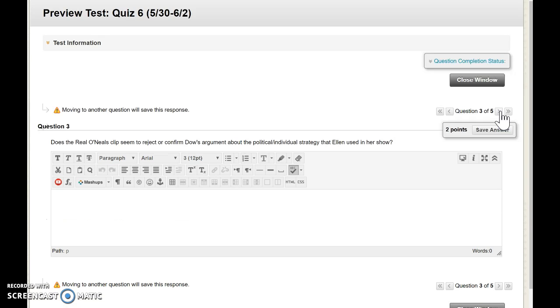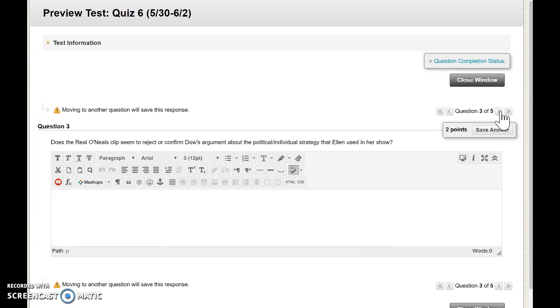Does the Real O'Neals clip seem to reject or confirm Dow's argument about the political or individual strategy that Ellen used in her show? Most people said it confirms because it used humor. It also was really focused on the family rather than political change. But really, you could have argued anything here as long as you rooted it in the arguments that Dow made about Ellen. And what Dow said about Ellen is that the show used humor to kind of diffuse and minimize the political nature of Ellen's coming out.